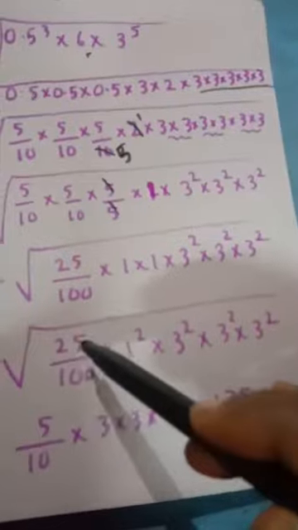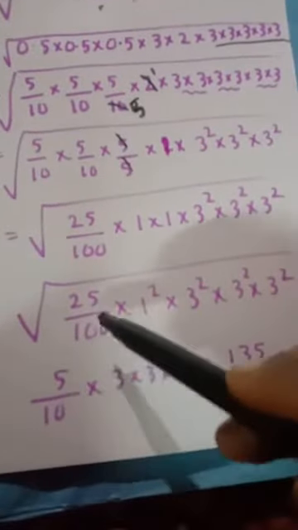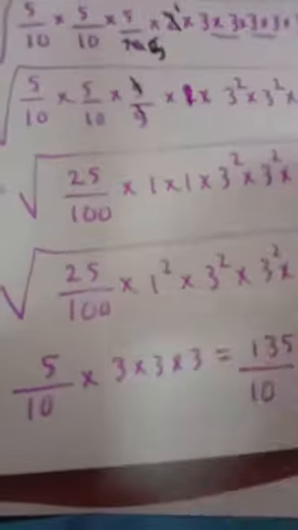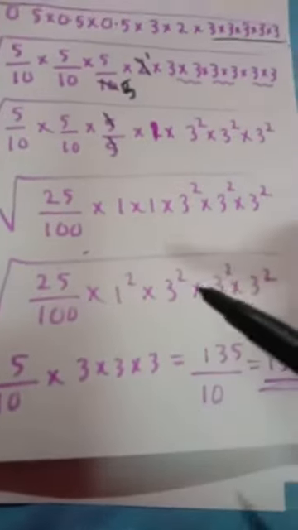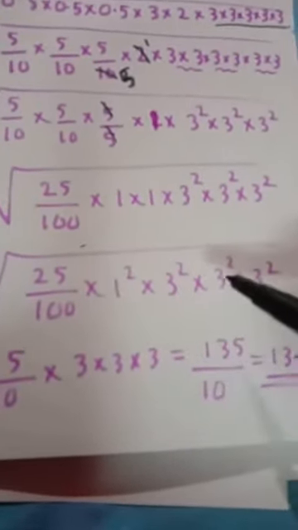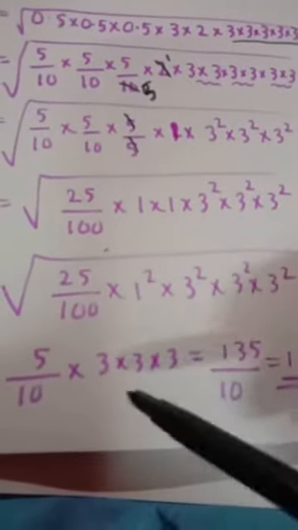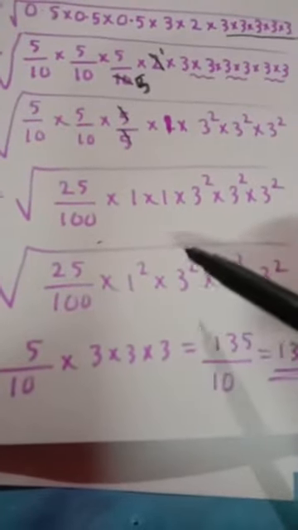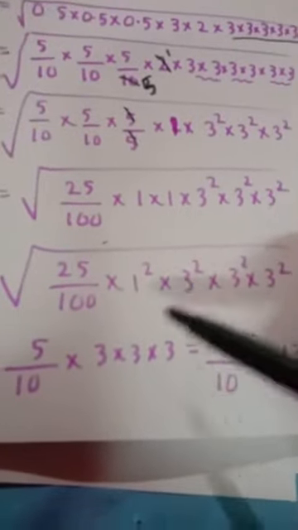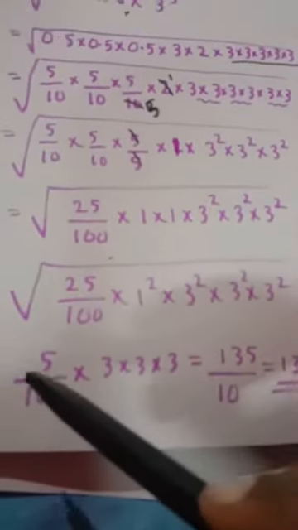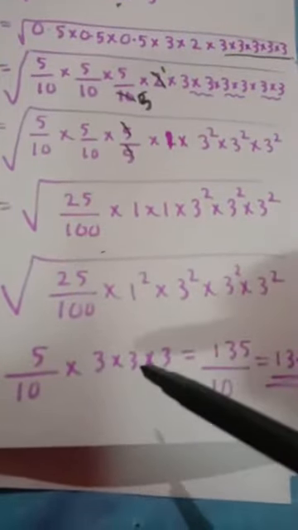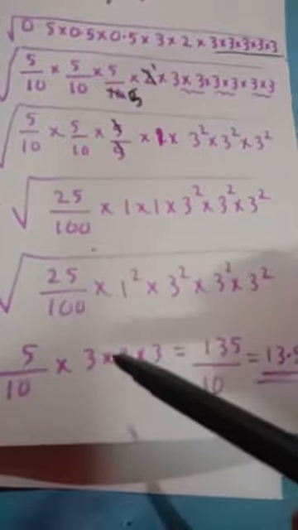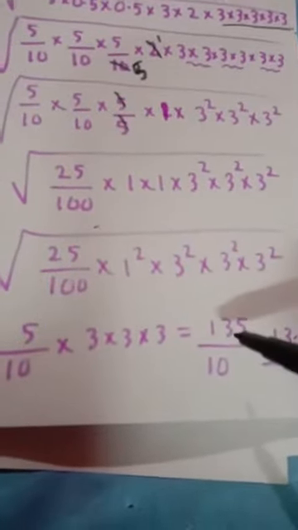Now, what is root 25? 5. What is root 100? 10. Now 1 square we know is 1 itself. Now this root 3 square 3. Root and square cancel, root 9 is 3 itself. Now this 5 into 3 into 3 into 3. 5 into 3 into 3 into 3 is 135.